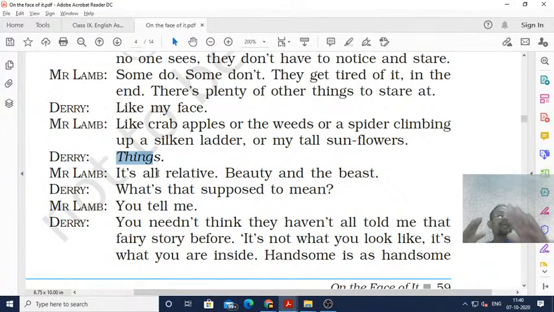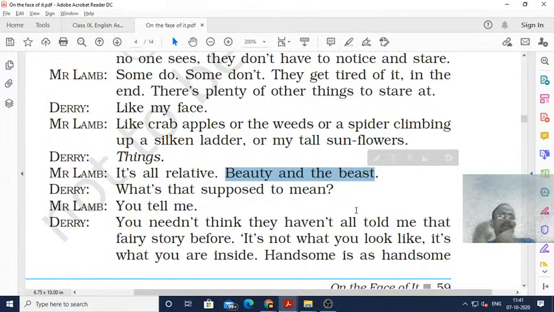But Derry says they are things and we are human beings. There's a difference between things and human beings. But Mr. Lamb says it's all relative. Beauty and the beast. They are all relative. Okay, things and human beings, they are all relative, because they all coexist with one another in nature. Therefore, all are relative. Beauty and beast are also relative.